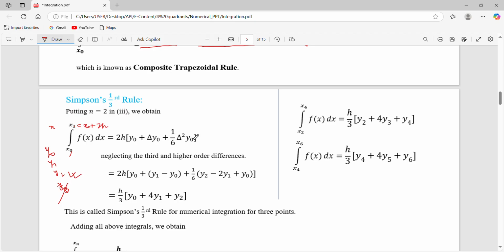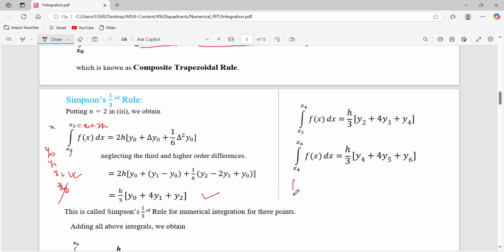So just see, if we take del cube, the next term, del cube, will involve y3, so that's why we will neglect it. So only these three terms we will take. After calculation, you will get h by 3 times (y0 plus 4 y1 plus y2). In the next interval, with a difference of two, x2 to x4, so h by 3 times (y2 plus 4 y3 plus y4). Next again the interval x4 to x6, this one.